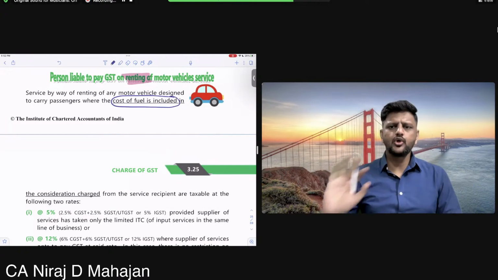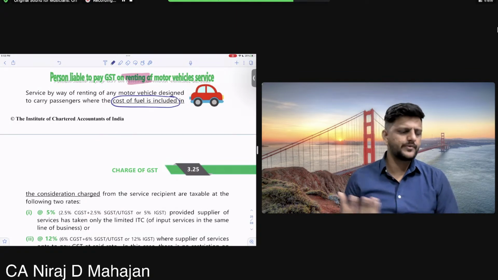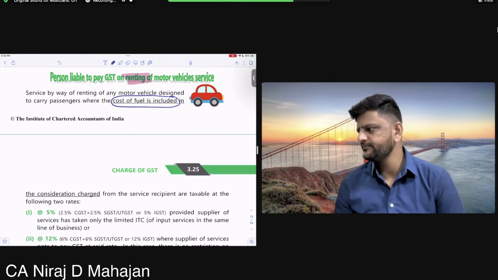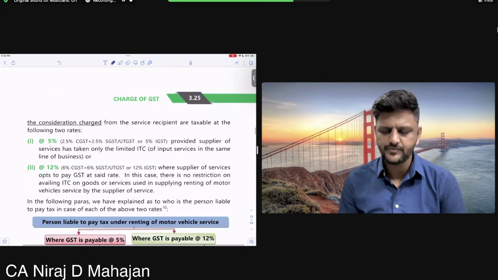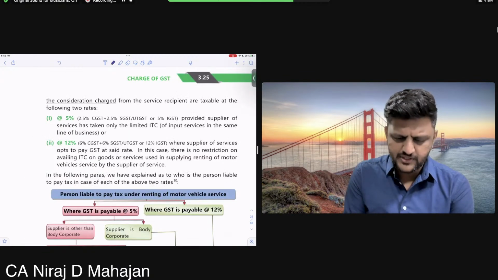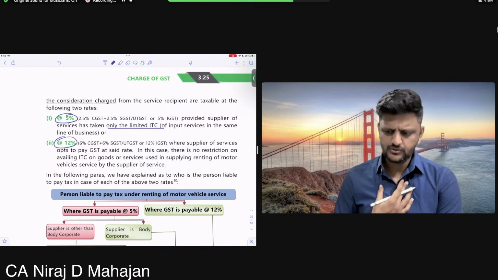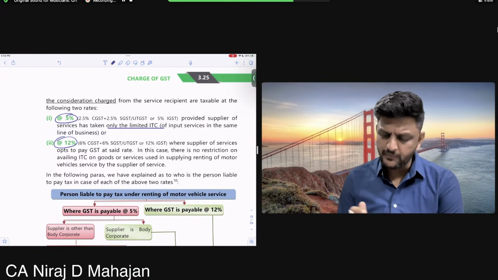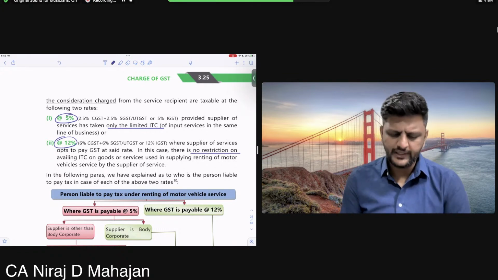Which example? I want to go to the airport. Tell me the amount, 1000 rupees, 2000 rupees, whatever. If you're in Bangalore, then 1000 rupees minimum. The service by way of renting of any motor vehicle designed to carry passengers where the cost of fuel is included in the consideration charged from the service recipient. But they will be taxable again at two rates, 5% and 12%. 5% without ITC, or I think a limited ITC only. And 12%, you can take all the ITC, no restriction on availing ITC.